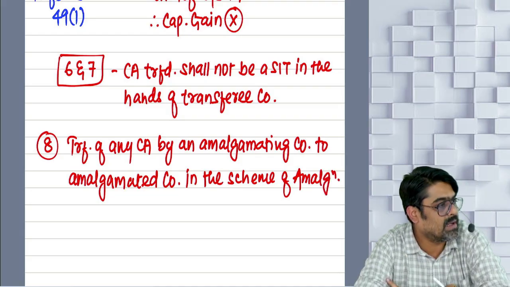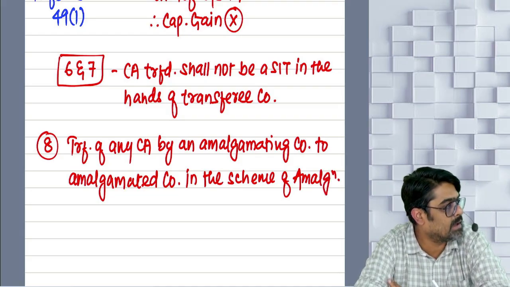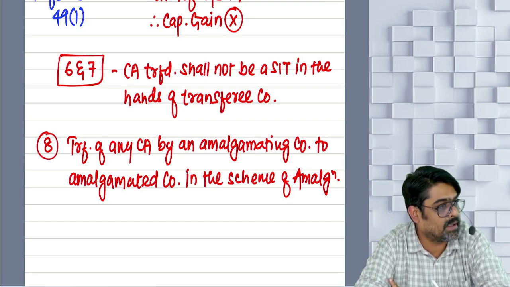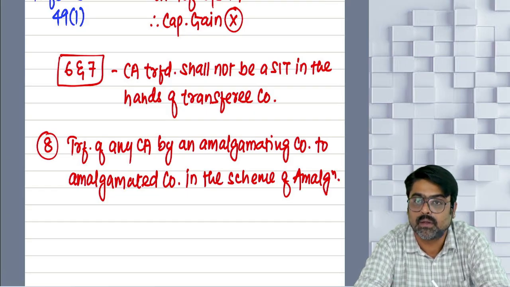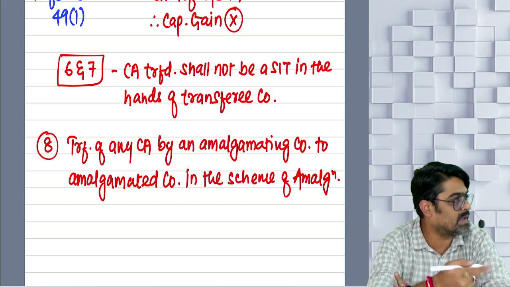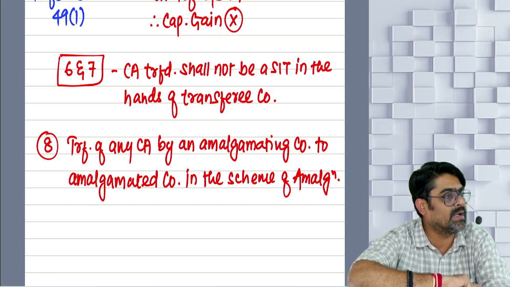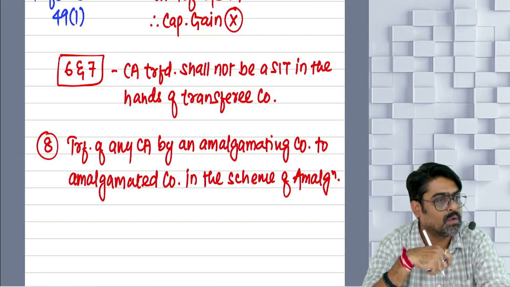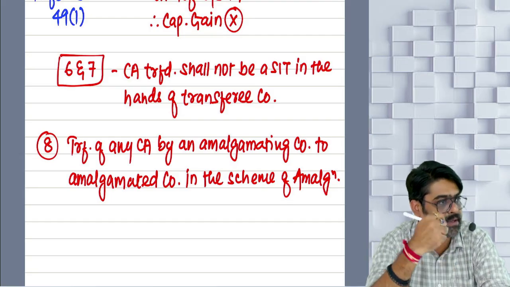Amalgamation. So amalgamation is taking place. One company is getting amalgamated with another company. So in the scheme of amalgamation, the amalgamating company's business will go to the amalgamated company. In the course of that, the capital assets of the amalgamating company will also be transferred to the amalgamated company. Yes or no?